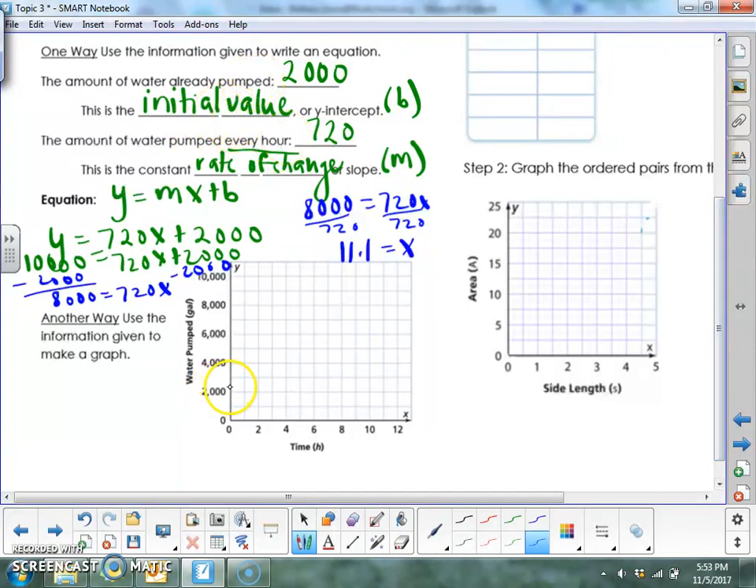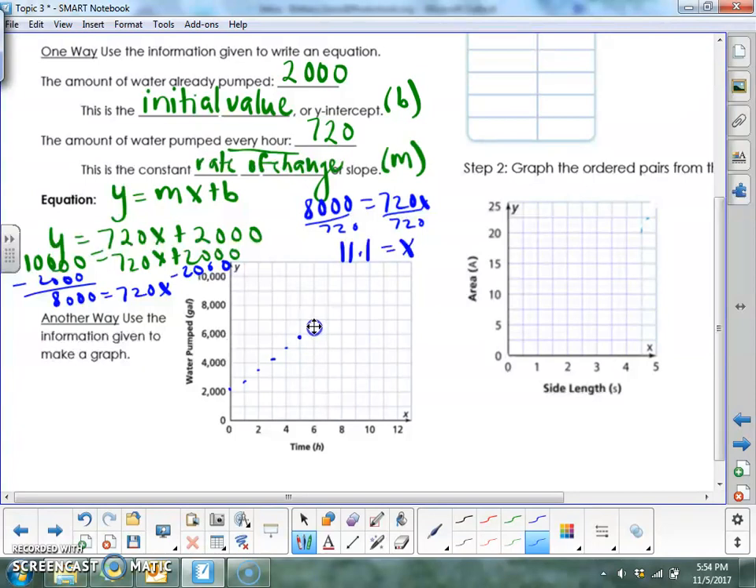Another way that you can do this is to graph the information using your initial value and your rate of change. So again, on here, it was starting at 2,000. That's how much already has been pumped at 0 hours. And then every hour, we're doing 720 more. So when I go to graph this, I would be going up 720 every hour. So it's not going to be perfect on here. It's going to be hard to kind of estimate. But this is going to be going up every hour, up 720, so a little less than 1,000 on here.